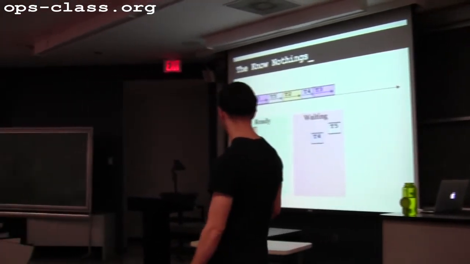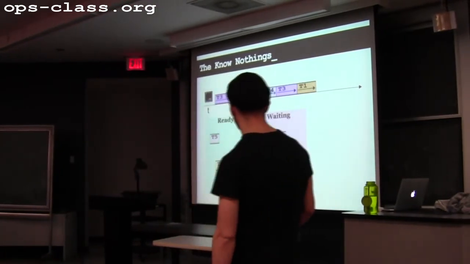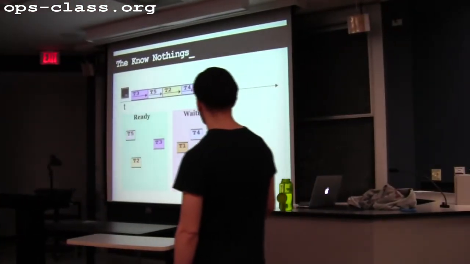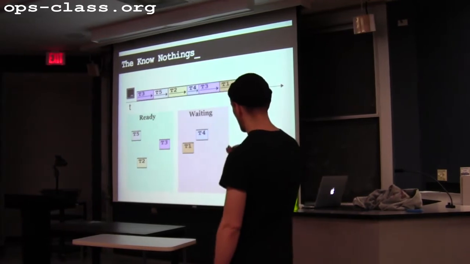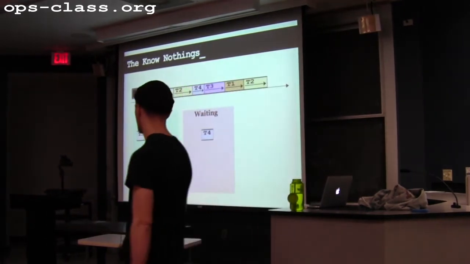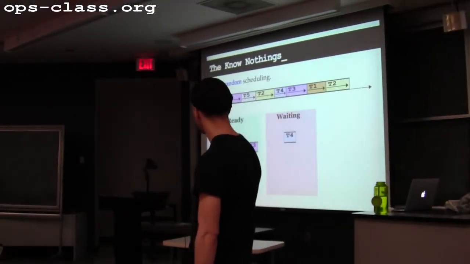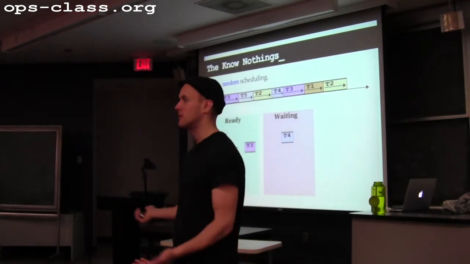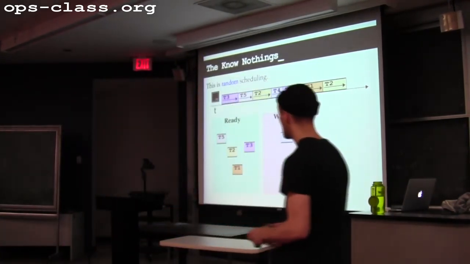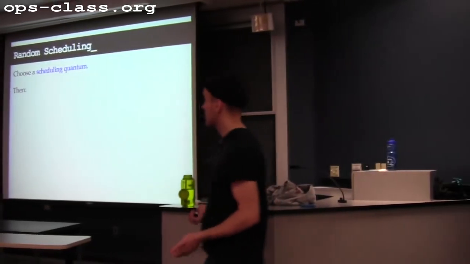Threads that block get thrown on the waiting queue, and I choose a random thread, and it's possible that threads can move back and forth, right? So here the waiting thread finished, and now it's ready to be scheduled, et cetera. And this is called random scheduling. This is just what we described. It's not that complicated. And here's how it works.